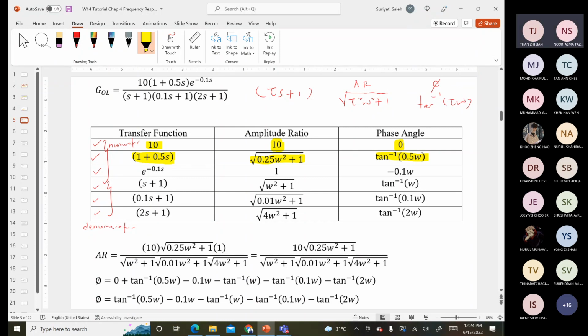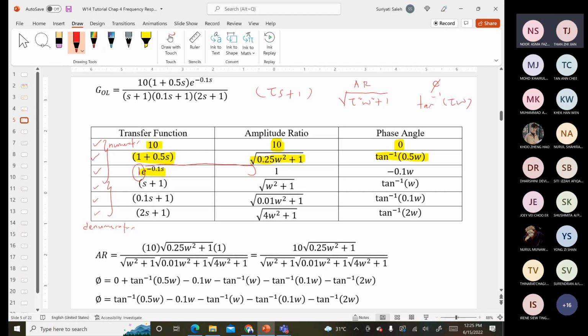So the third is the time delay, exponent negative 0.1 S. For this part, the amplitude ratio for any time delay is 1. It automatically becomes 1, although you have different values of time delay. Why? Because when we take a look at the exponent, the coefficient before the exponent is 1: 1 exponent negative 0.1 S. So we just take 1 here as our amplitude ratio.